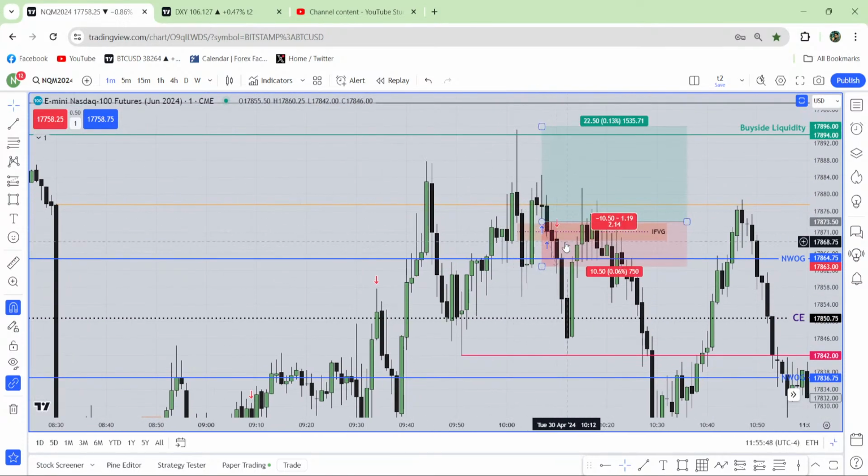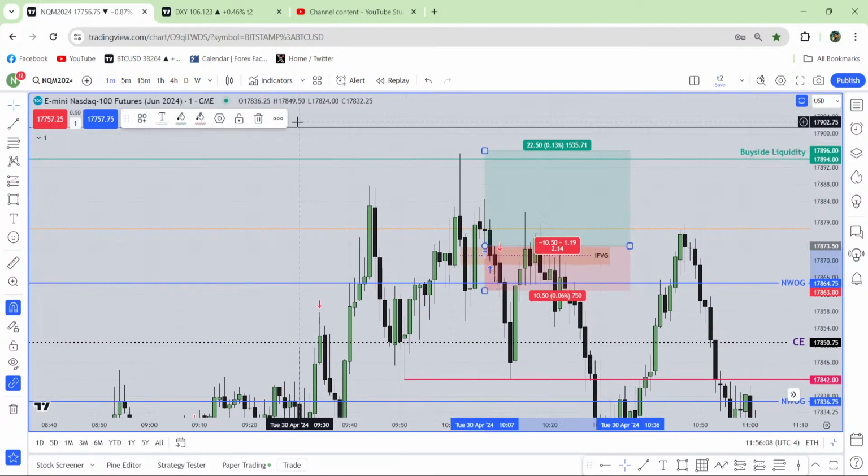Then I got this inversion fair value gap. I tried to take that entry. I mean, because of volume, I entered over there. Then I added one more. I got stopped out. Where did I put my stop loss? Just below this candle. I covered the new week opening gap high. How many handles? 10 handles. Is it huge? I don't think so.